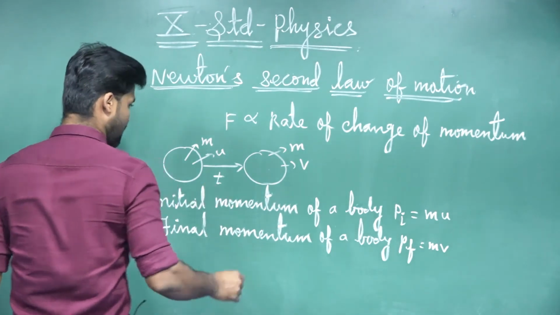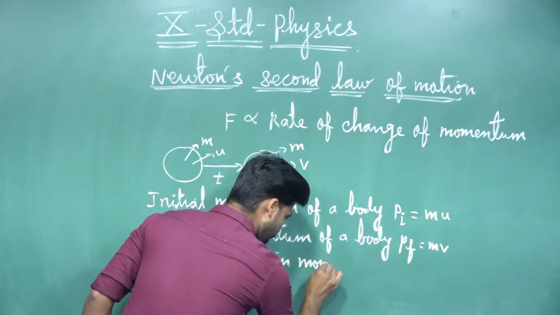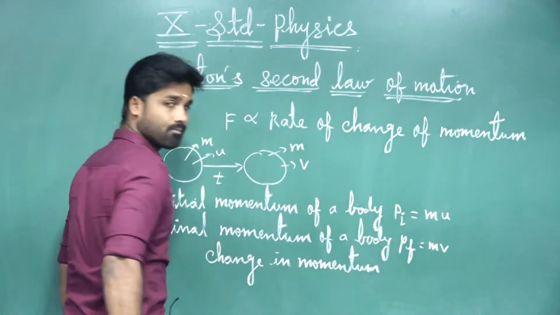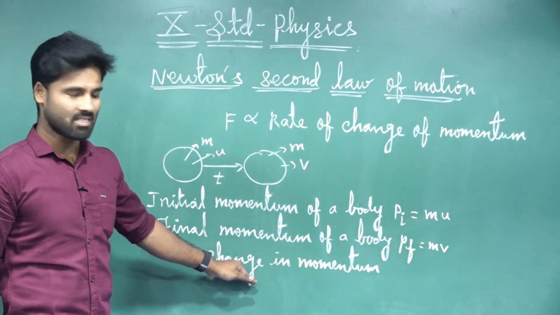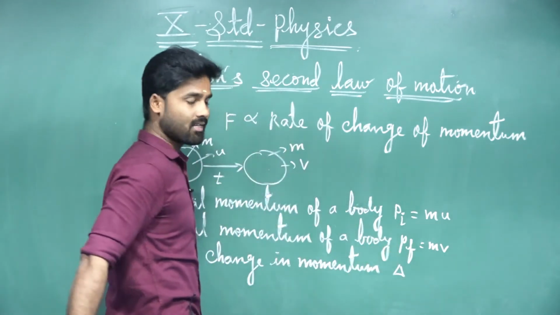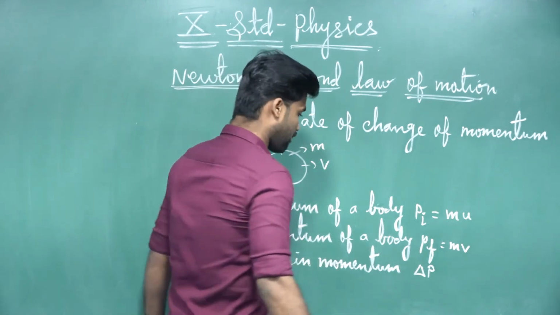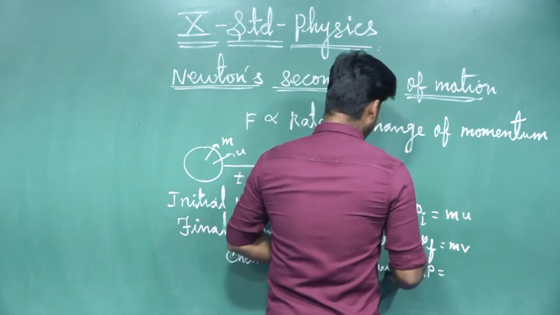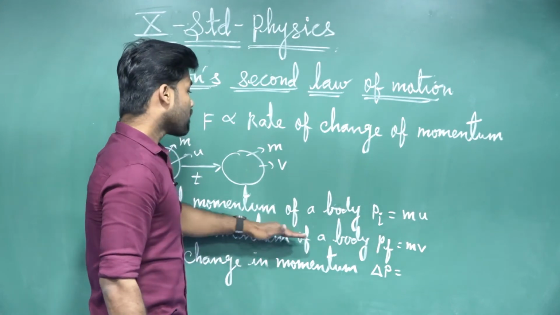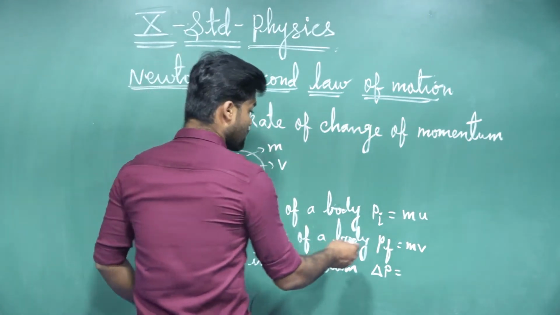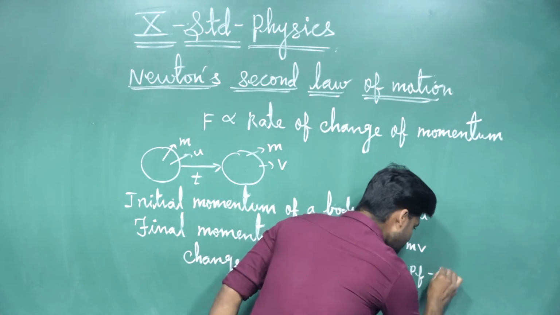Change in momentum. Whenever we use the word change, the symbol del represents the change, so change in momentum means del p. Del p is equal to the change in momentum. To find it, we subtract the initial momentum of the body from the final momentum of the body, p suffix f minus p suffix i.